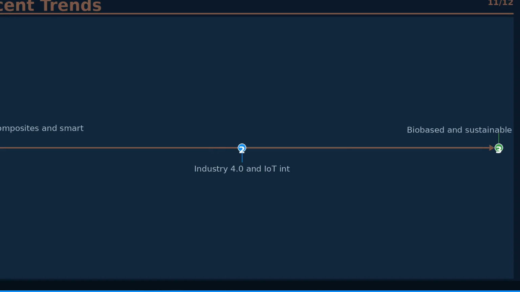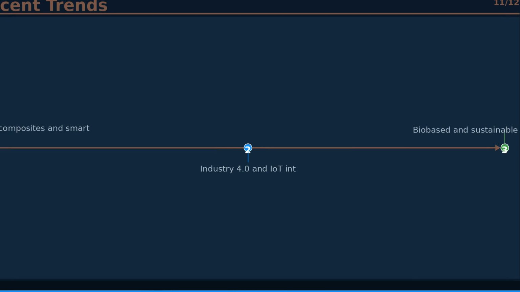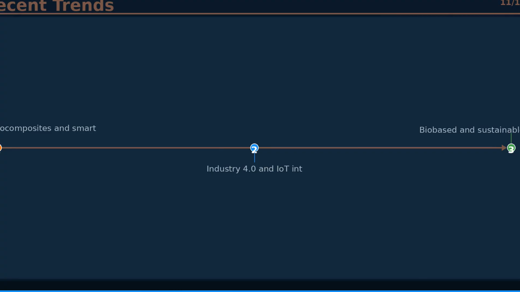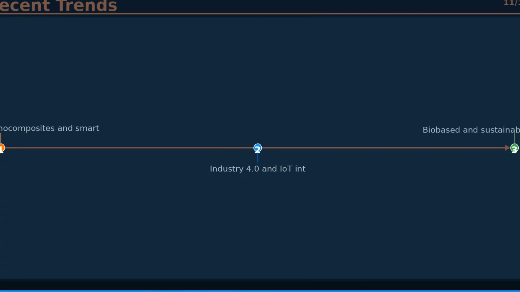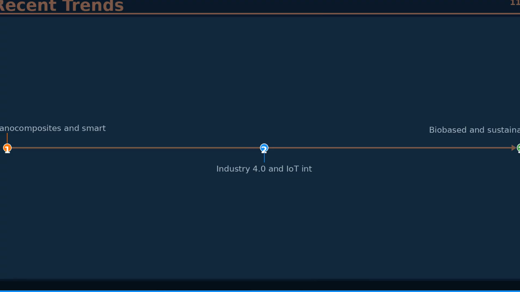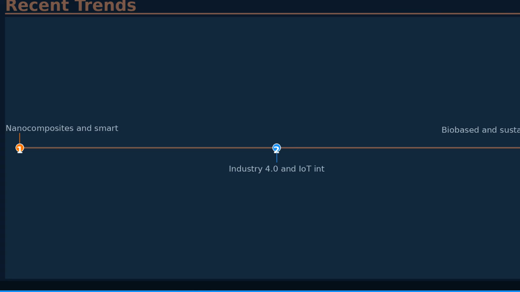Recent advances in grinding machine surface and cylindrical grinding include nanocomposite reinforcement and smart material integration. Industry 4.0 enables real-time process monitoring using IoT sensors and AI-based control. Bio-based alternatives are gaining traction as sustainable replacements for conventional materials.